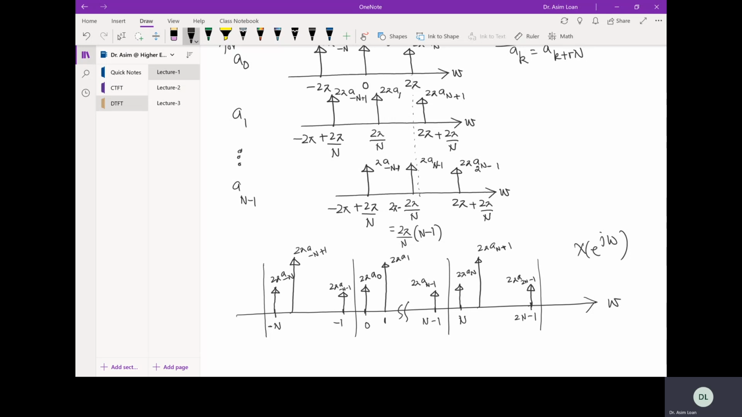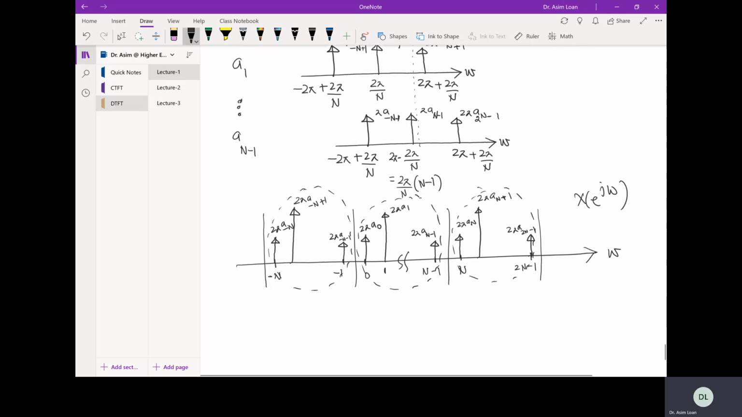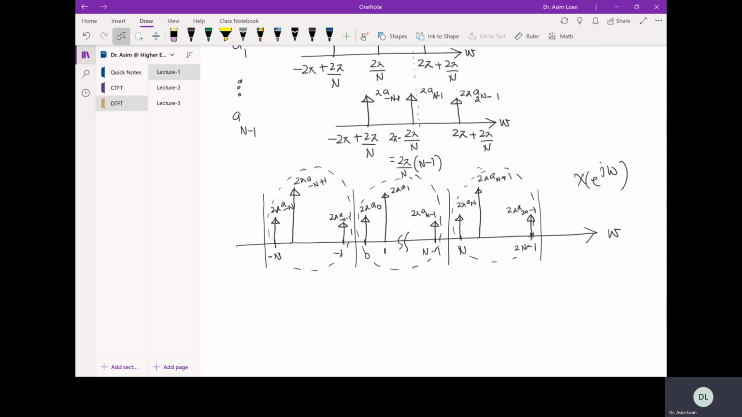So we have this signal. This spectrum is repeated over here, and the spectrum is repeated over here. This was not the case for the continuous time Fourier transform, where the continuous time Fourier transform was aperiodic.